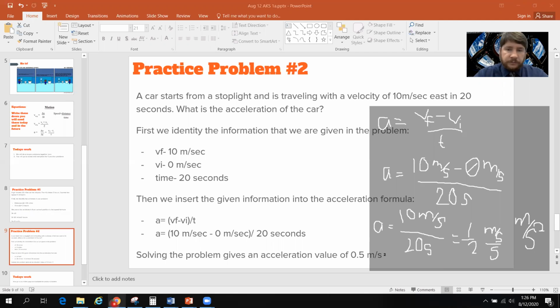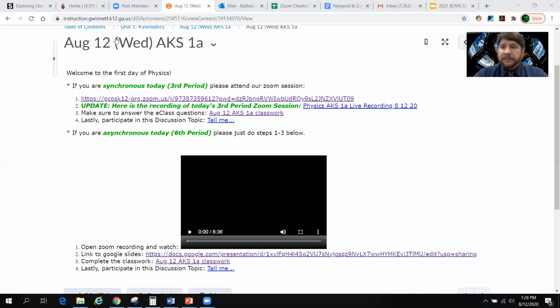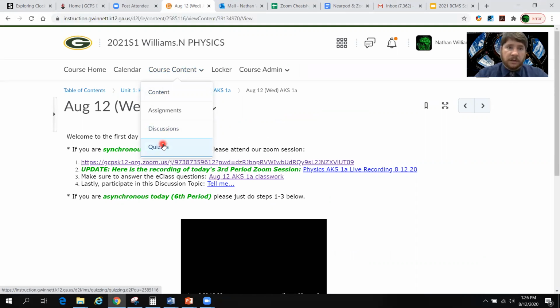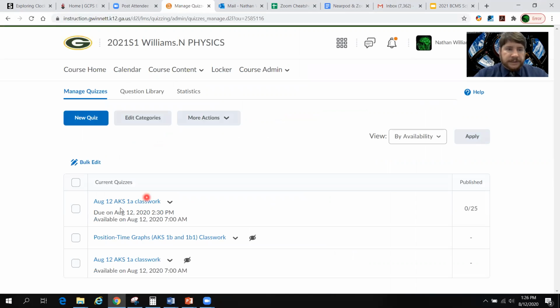All right, so we did our practice problems. Now we want to look at the actual assignment. And again, there were 2 links to the assignment in this directions page. I myself, though, I'm just going to go up to course content, go to quizzes, because that's where all of the assignments that are built into EClass are going to be found. All the multiple choice question type assignments, which this is going to fall into. And this is the one right here, August 12th, AKS 1A, classwork.